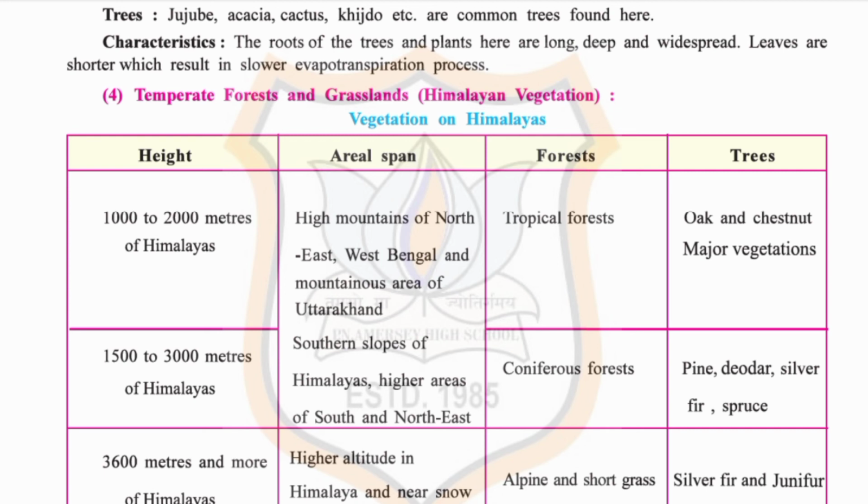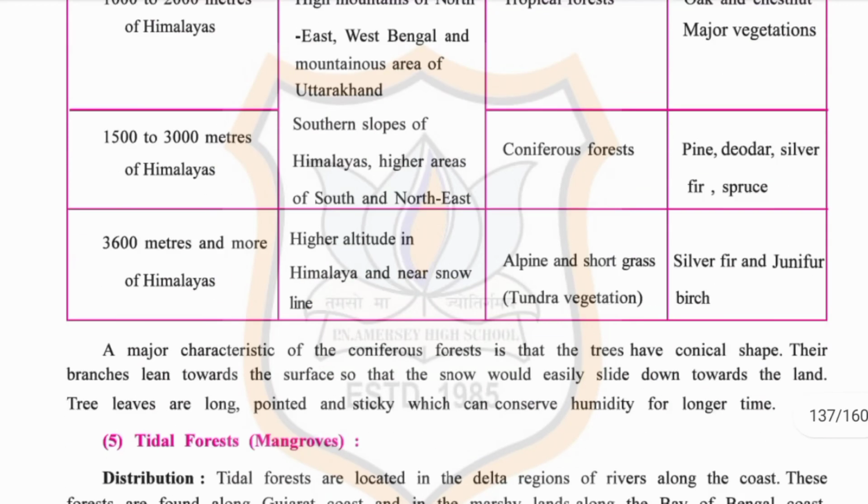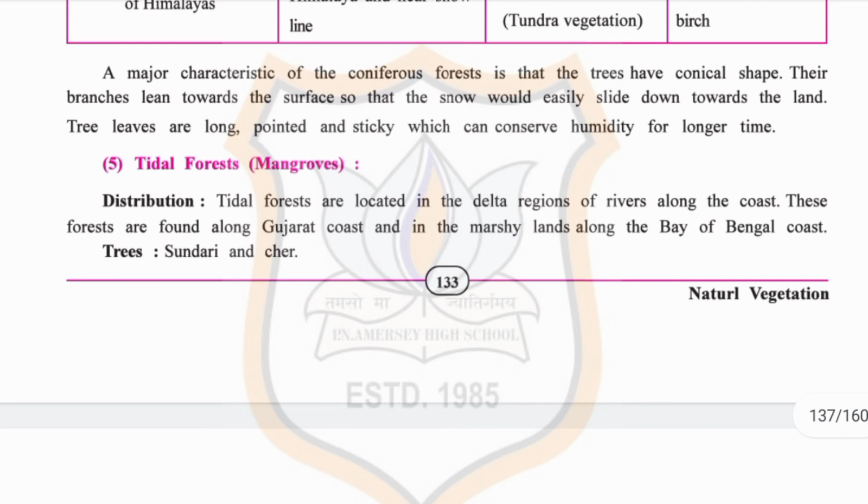Next one, 3600 meters and more. Region, higher altitude in Himalaya and near snowline. Forest, alpine and short grass, that is tundra vegetation. Trees, silver, fir and beech. Now, a major characteristic of the coniferous forest is that the trees have conical shape. Their branches lean towards the surface so that the snow would easily slide down towards the land. Tree leaves are long, pointed and sticky, which can conserve humidity for longer time.